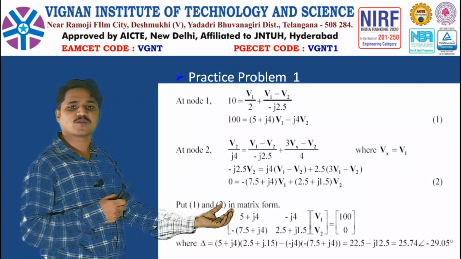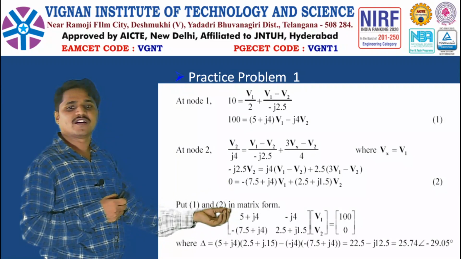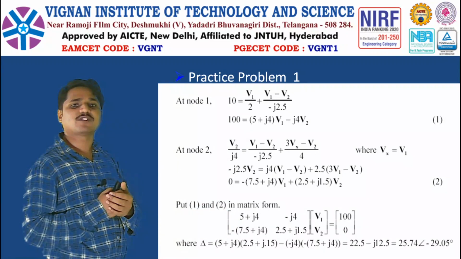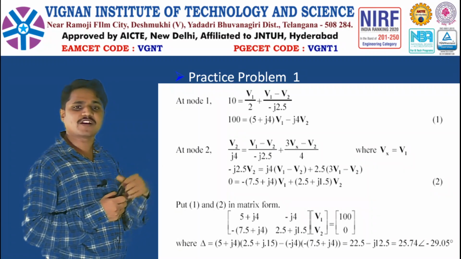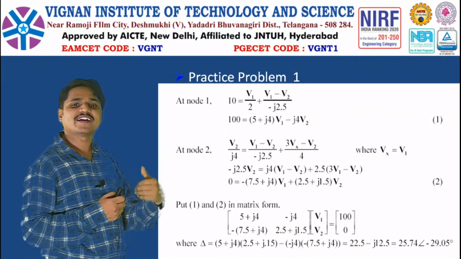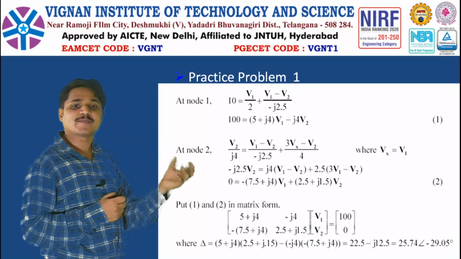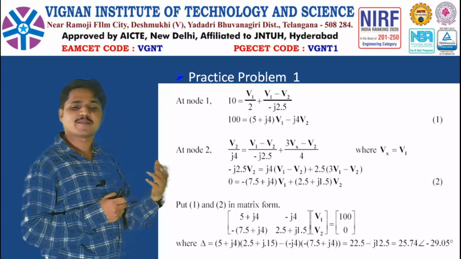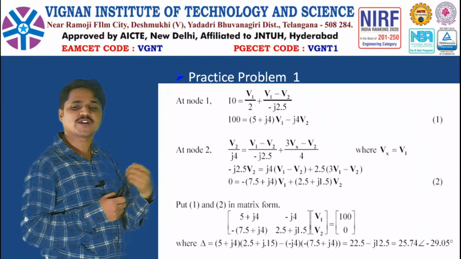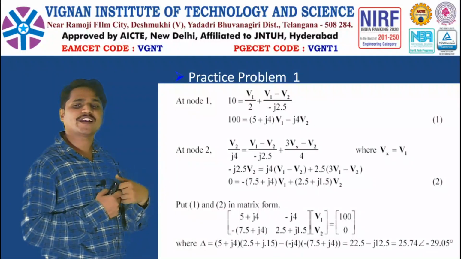That is the voltage vector, the voltage matrix, and find out the determinant, that is delta 1. So, in order to get V1, delta 1 by delta, that is the determinant of this matrix divided by the determinant of the actual matrix, then you will get the V1 value. Now, how to get the V2 value?